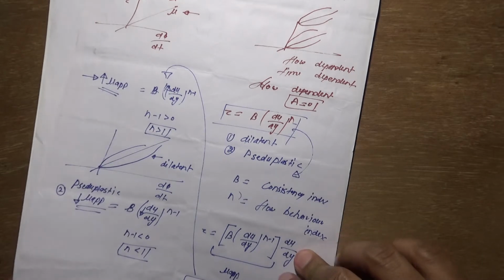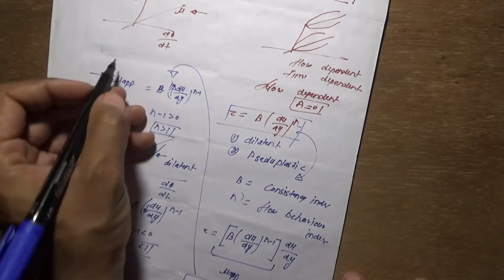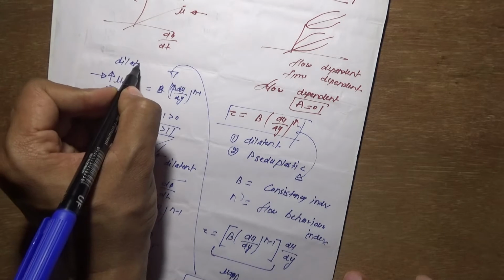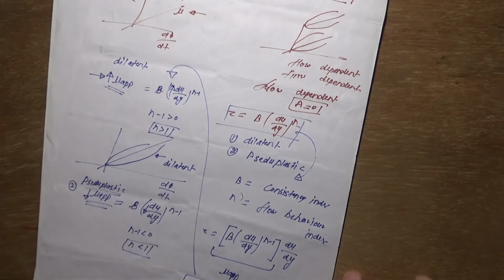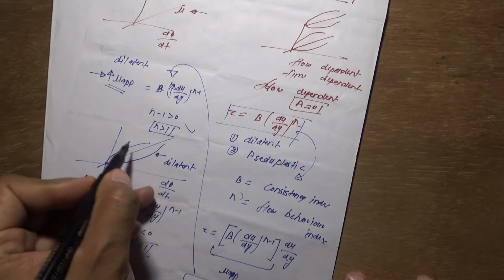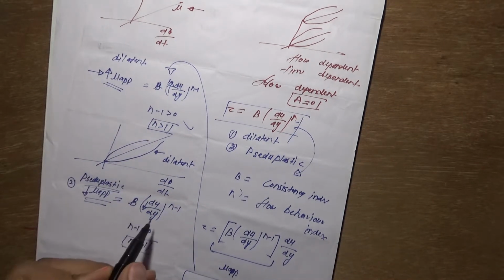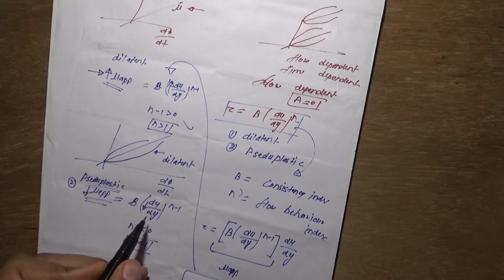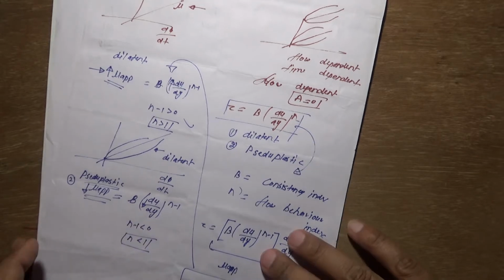So this is for the dilatant, and this is for the pseudoplastic. For dilatant, as the rate of deformation increases, mu will increase. For pseudoplastic, as the rate of deformation increases, mu will decrease.